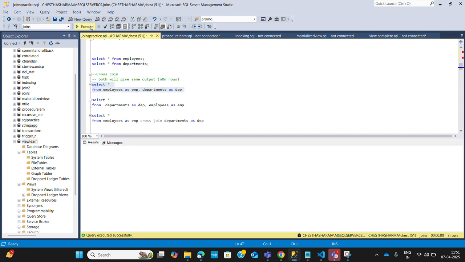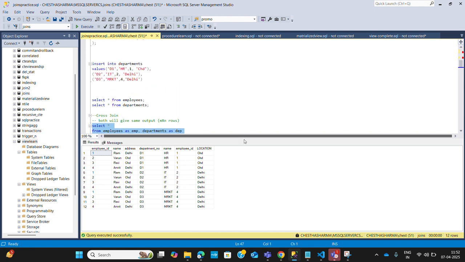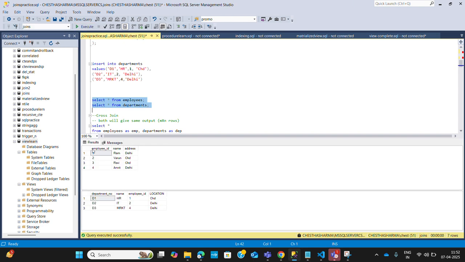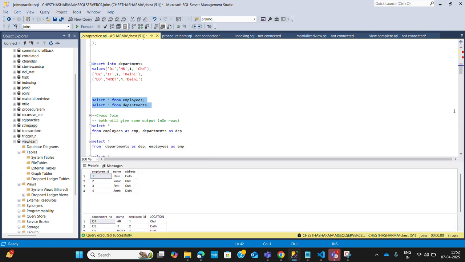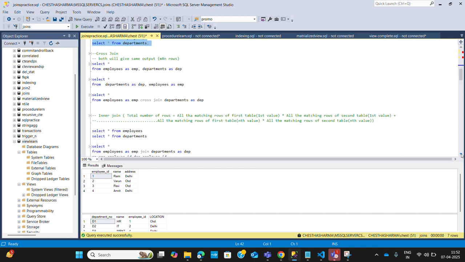Let's see what happens in the cross join. We will see in this output how many rows are in the first table and how many rows are in the second. Here you can see that we have 4 and 3, so 4 rows in the first table and 3 rows in the second. How many rows in total will we get? 4 threes are 12, so 4 into 3 equals 12. In the output we will get 12 rows.